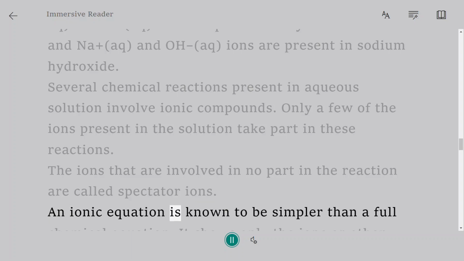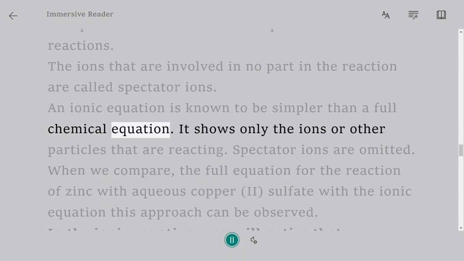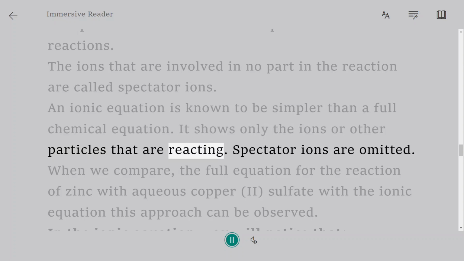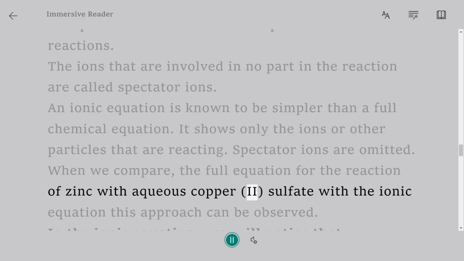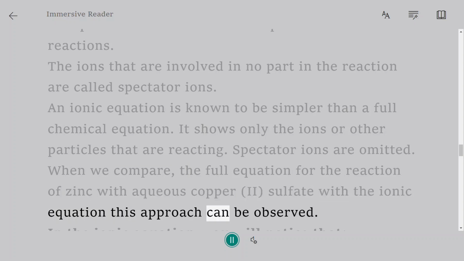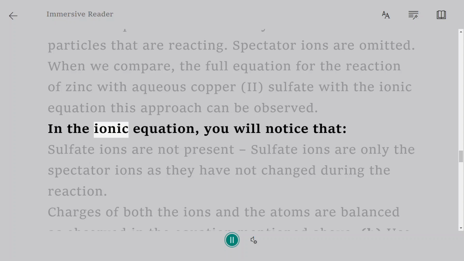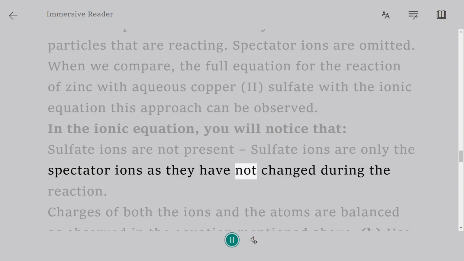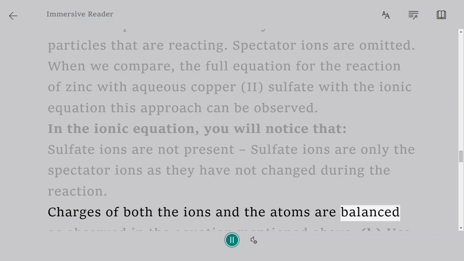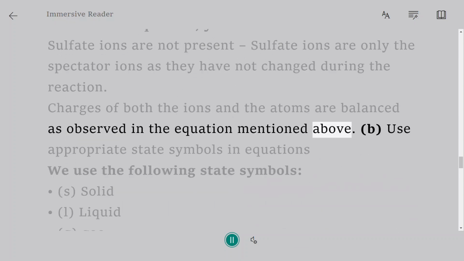An ionic equation is simpler than a full chemical equation. It shows only the ions or other particles that are reacting. Spectator ions are omitted. When we compare the full equation for the reaction of zinc with aqueous copper(II) sulfate with the ionic equation, this approach can be observed. In the ionic equation, you will notice that sulfate ions are not present. Sulfate ions are only spectator ions as they have not changed during the reaction. Charges of both the ions and the atoms are balanced as observed in the equation.